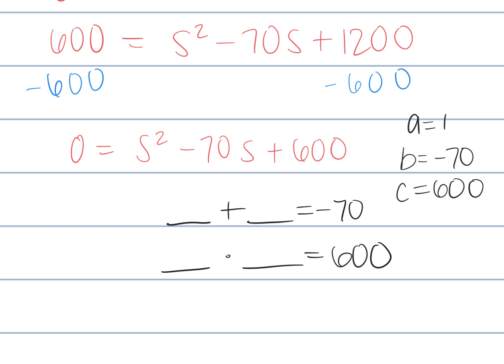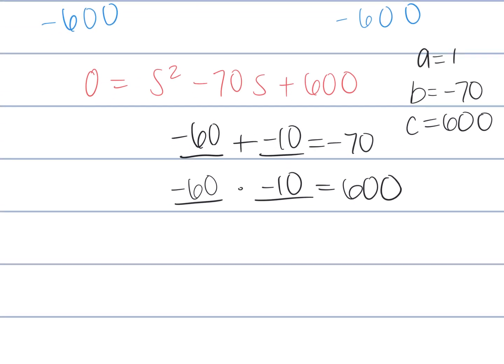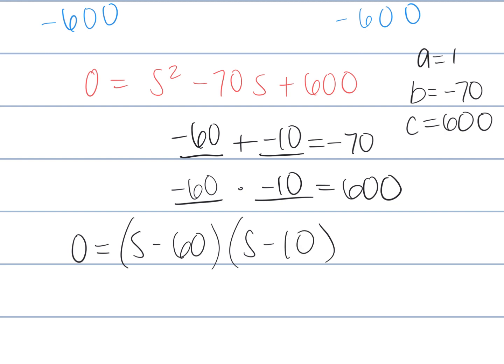Karen? Very good. Negative 60 and negative 10. So watch. The 0 stays the same, but this right-hand side is going to get factored to what? S minus 60 and S minus 10. Hold up. Have we seen something like this before?